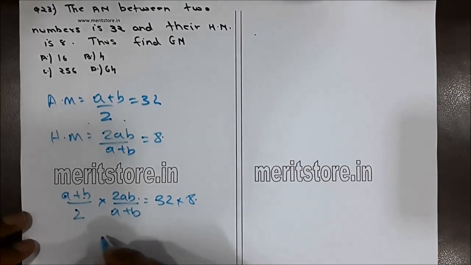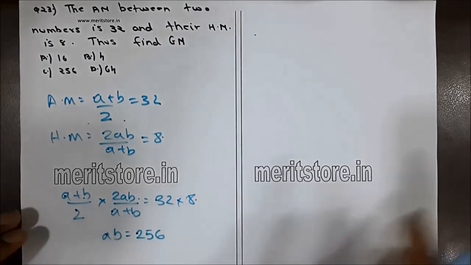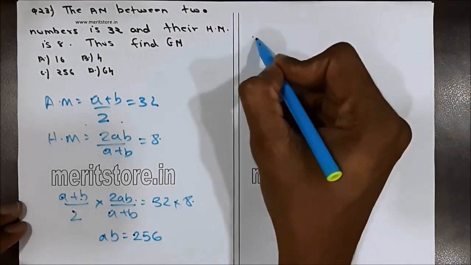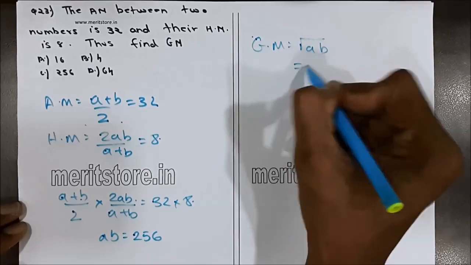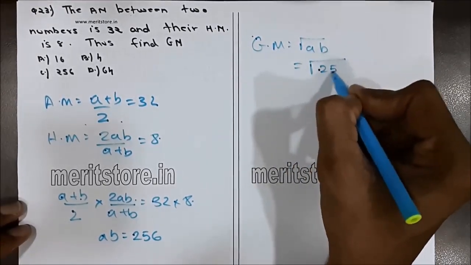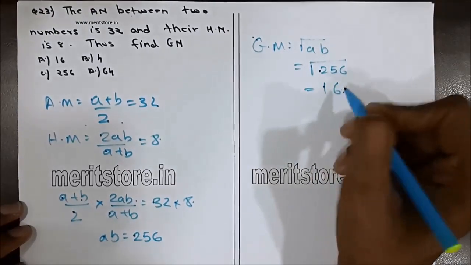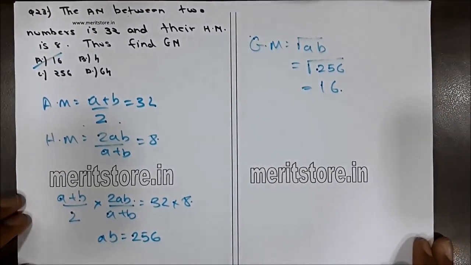We solve for ab, we get ab = 256. Therefore, the geometric mean is equal to the square root of ab. We substitute the value of ab, that is 256, and we get 16. Therefore, our option A is the correct answer.